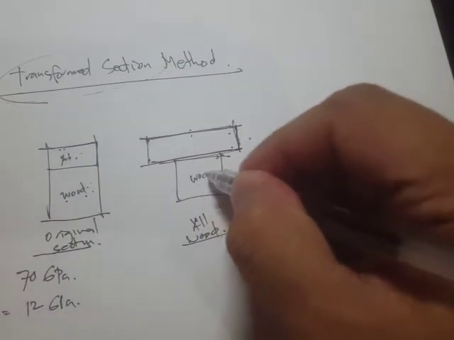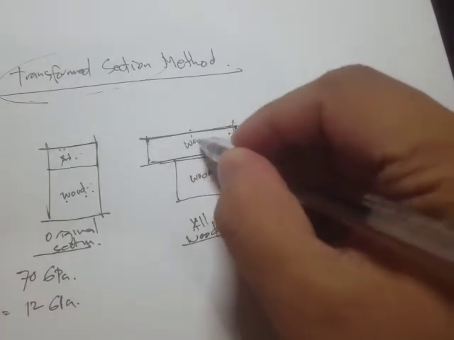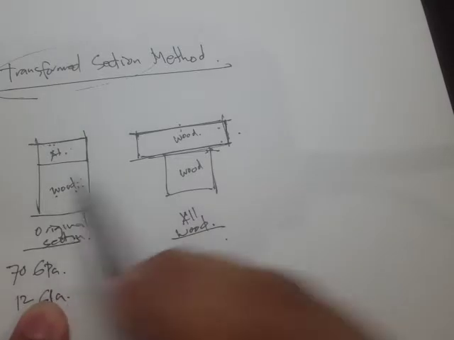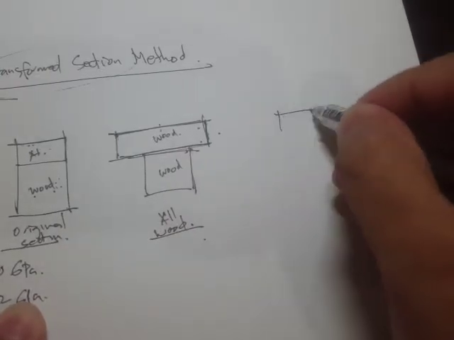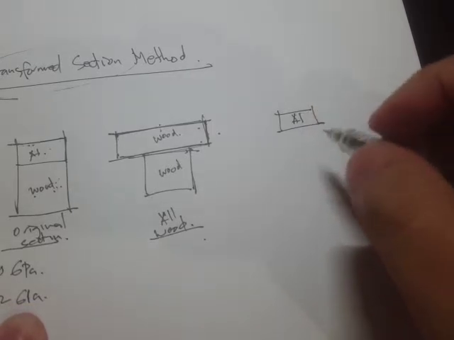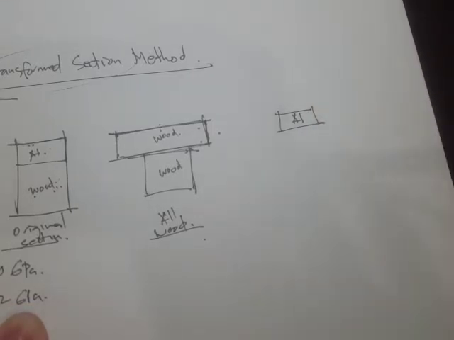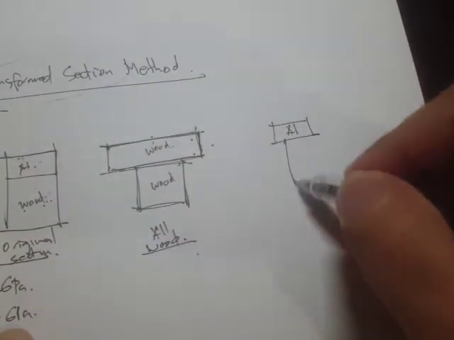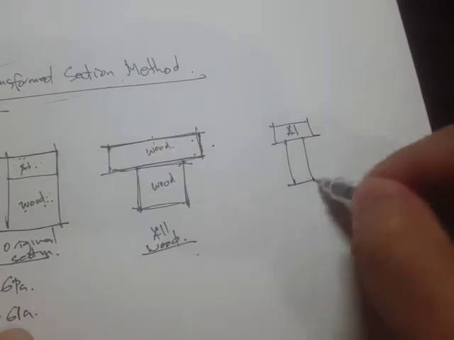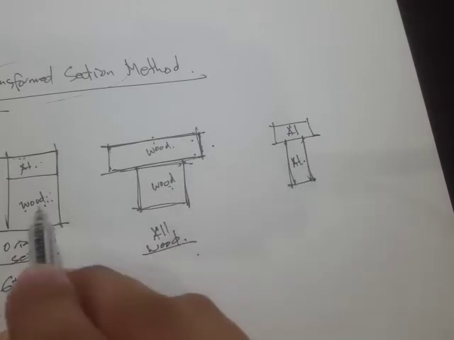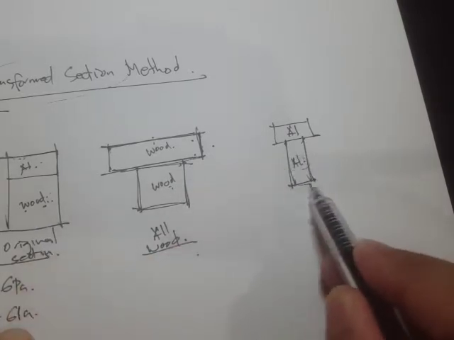Okay, so this would be wood, and this aluminum would be wood. Now we can also transform the wood to aluminum. So here's our aluminum, and for the wood there's going to be changes in the area, right? So probably something like this. The wood right here is being transformed to this width.